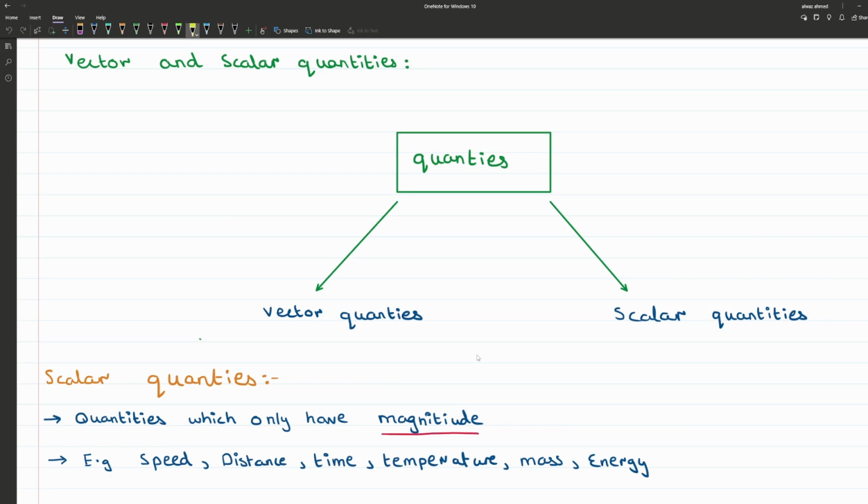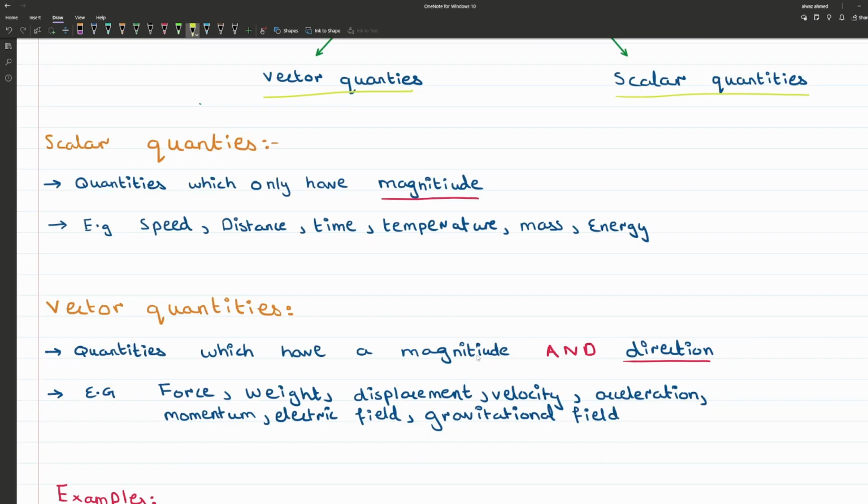Today we're going to talk about quantities. There are basically two types of quantities: vector quantities and scalar quantities. Let's start with scalar quantities. Scalar quantities are the quantities which only have magnitude.